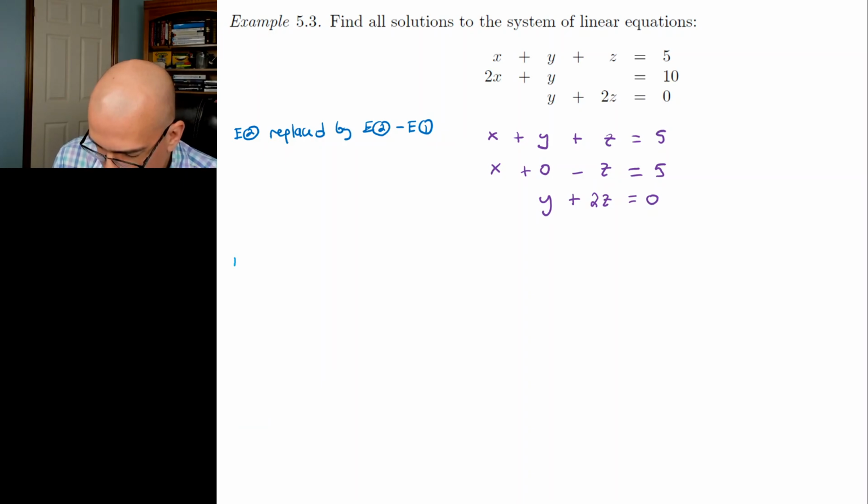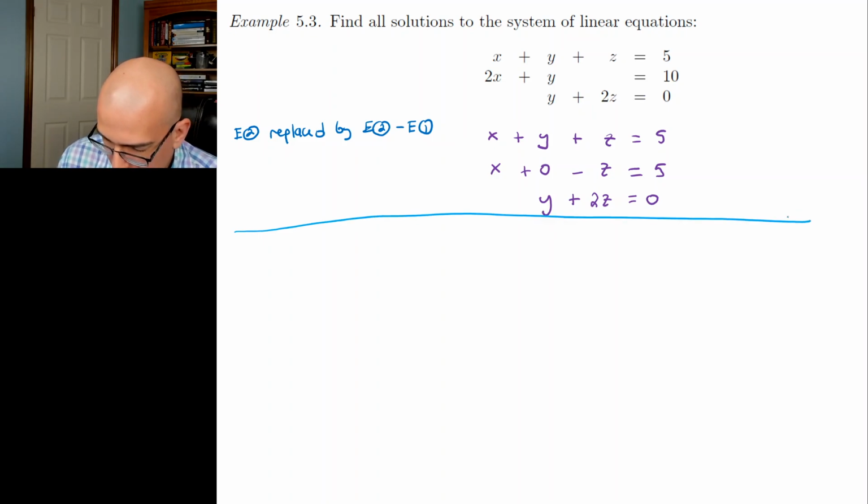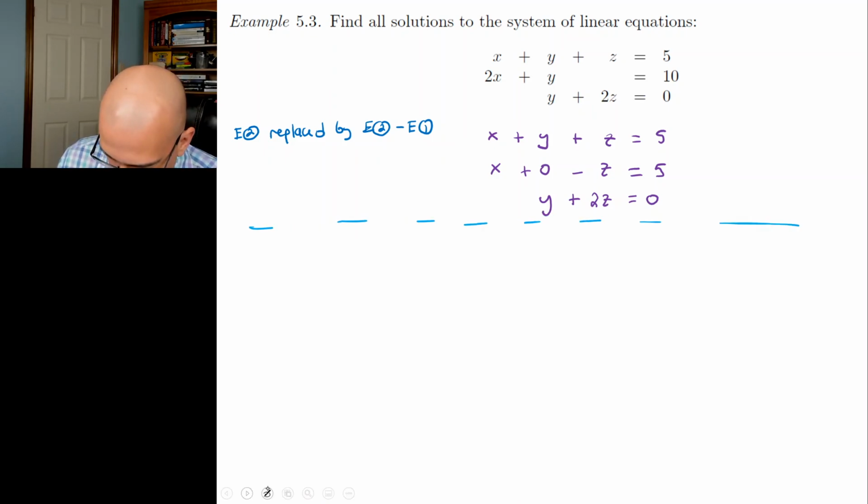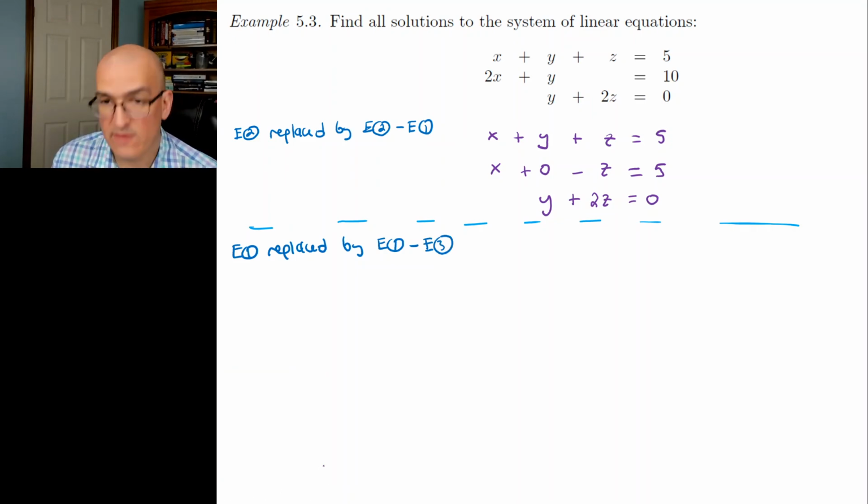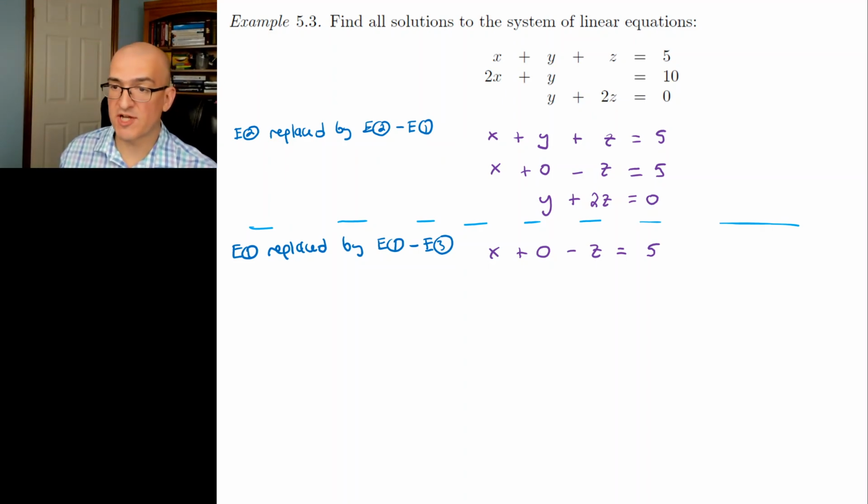So that's the next move. E1 replaced by E1 minus E3. So we have x minus 0, which is x, y minus y, which is 0, and z minus 2z, which is minus z, and 5 minus 0, which is 5. So that's all the change we're doing there.